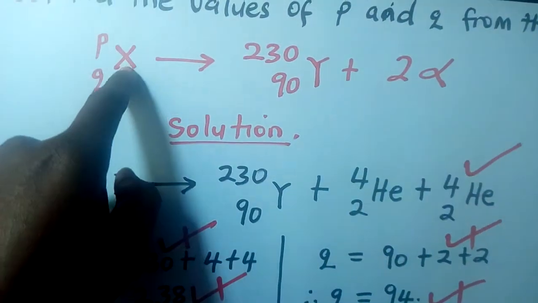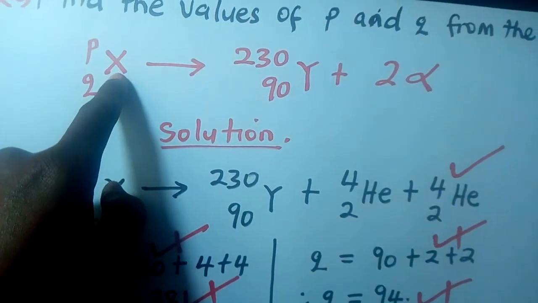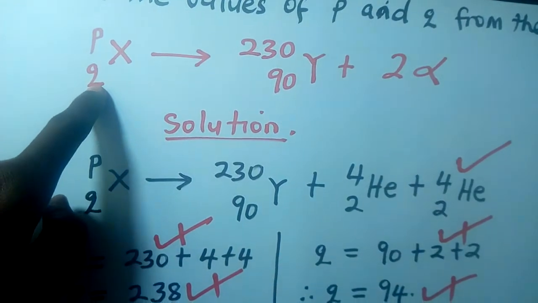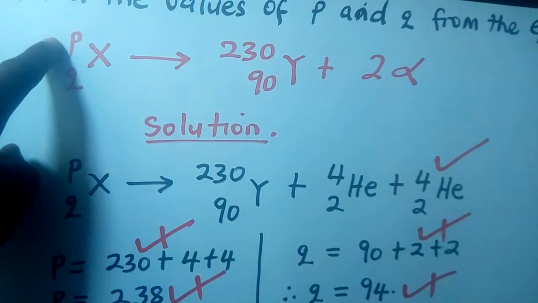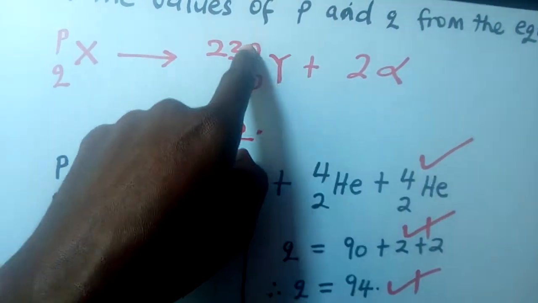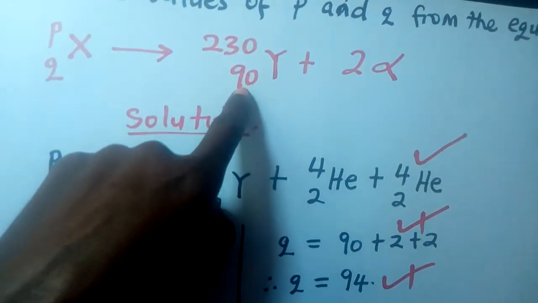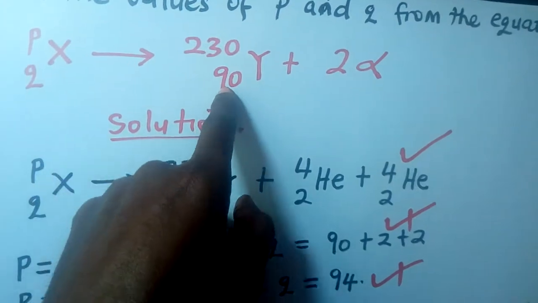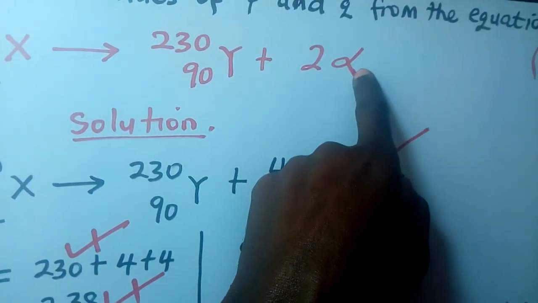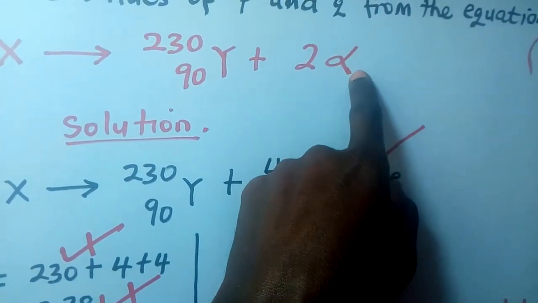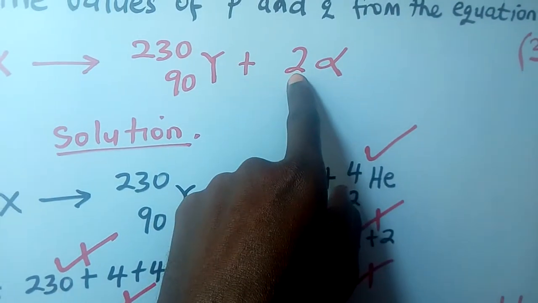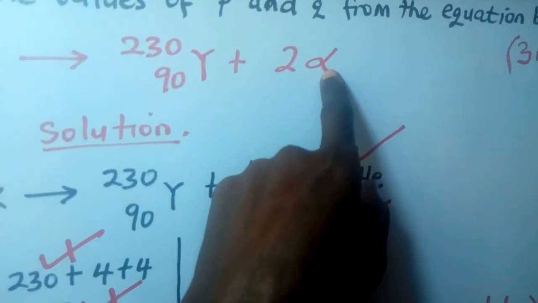So the parent has atomic number Q, unknown, and mass number P, unknown. But for the daughter, the two are known. Mass number is known, 230. Atomic number is also known, 90. Then when you come here, there is a ray which is produced. This is a symbol for alpha particle. There are two alpha particles. An alpha particle is a helium atom.